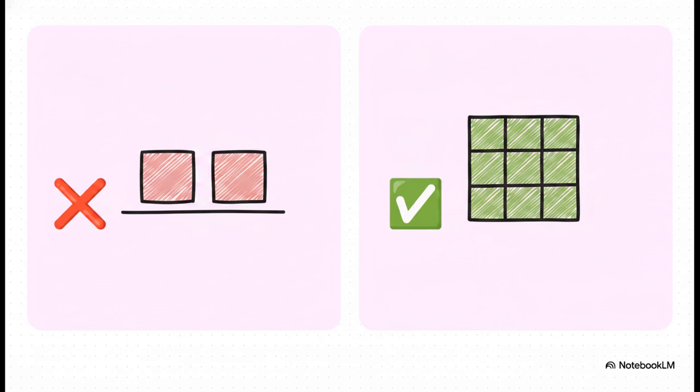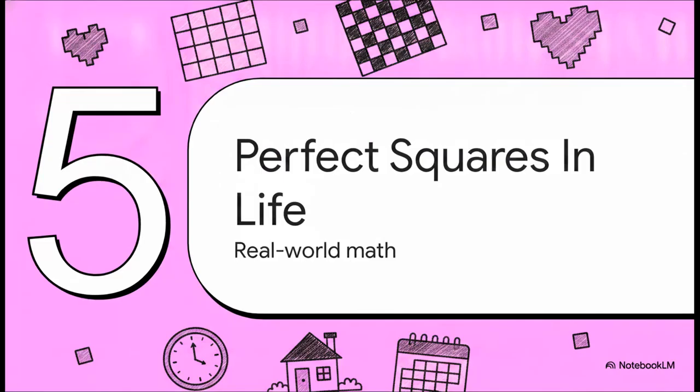Look over at the right side. 5 squared is 5 times 5, which is 25. Your golden rule here is a number squared is always that number multiplied by itself. Never, ever just multiply it by 2. Let's move on to section 5, perfect squares in life.